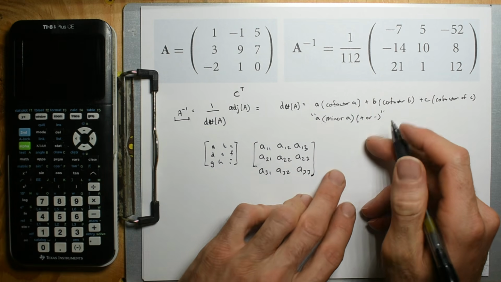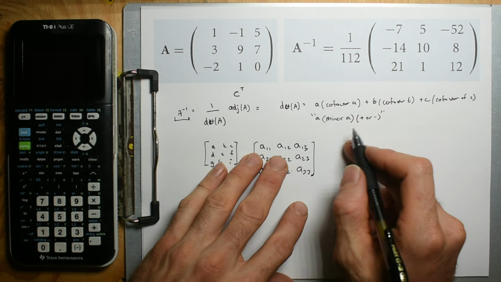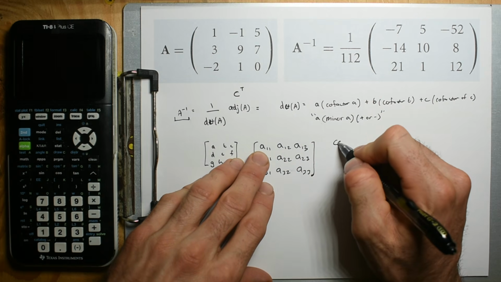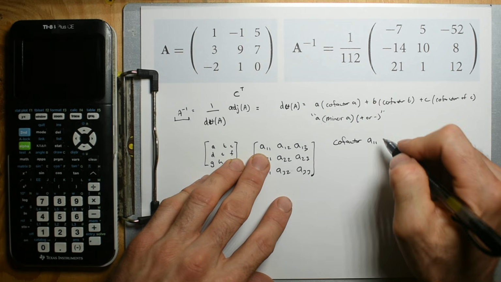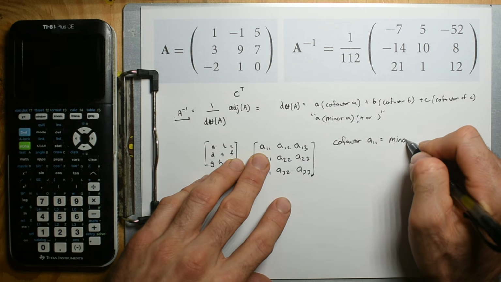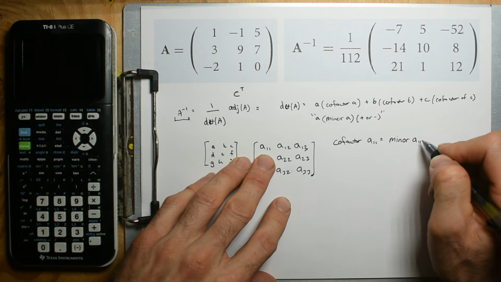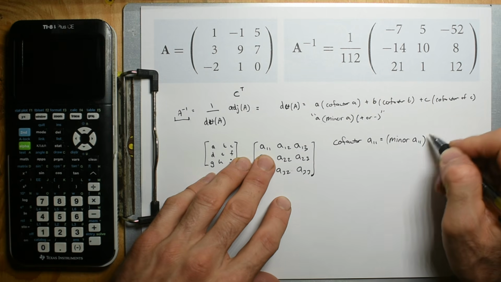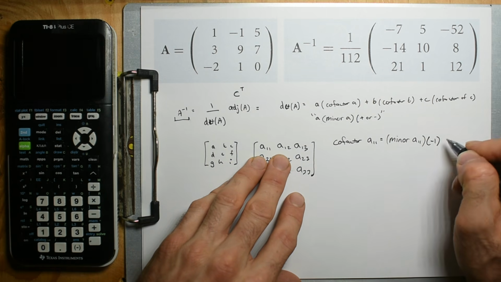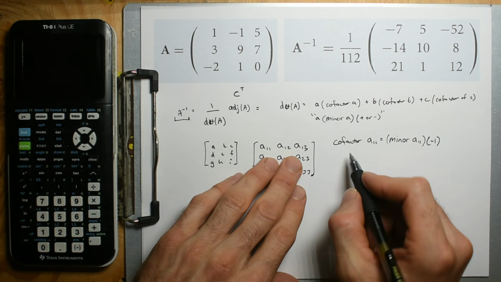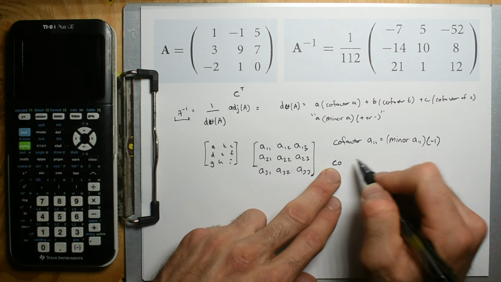And they're going to say the cofactor. So if I say the cofactor of A1, it's going to be the minor of A1. We're going to get to that in a second. Multiplied, this is kind of interesting, by negative 1, and I really have to say this is like this. Well, I can do it like this.